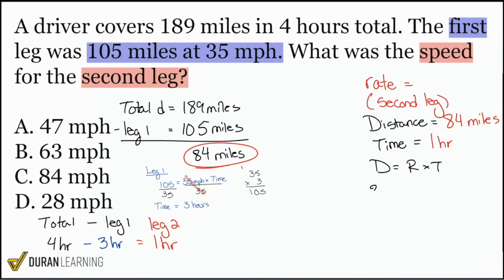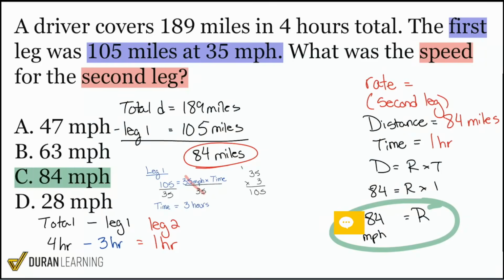My distance is 84 miles. My rate is what I'm looking for. My time is 1 hour. Everybody, if we divide both sides by 1, nothing changes. R times 1 is just R. And so what is that rate, everybody? Yeah, 84 miles per hour. There we go. Our complicated problem isn't as complicated as we might have thought after we had a chance to review it. The correct answer is 84 miles per hour. Answer choice C.